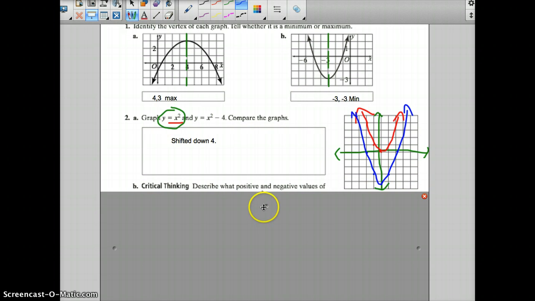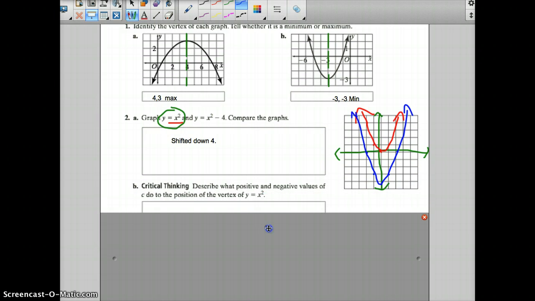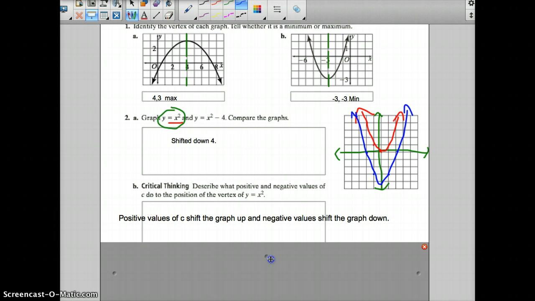In B here with the critical thinking, you want to think about what the positive values and negative values of C do to the position of the graph. So if you think about it, a positive value is going to shift the graph up if your C value is plus here, and if it's minus, it's going to shift it down.